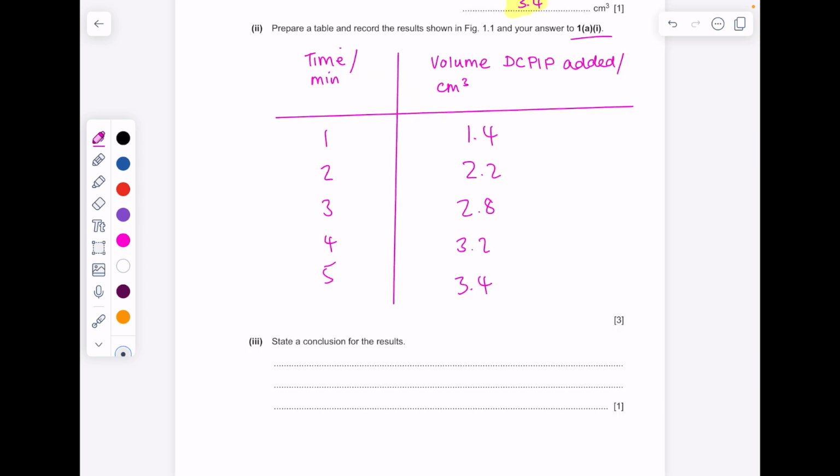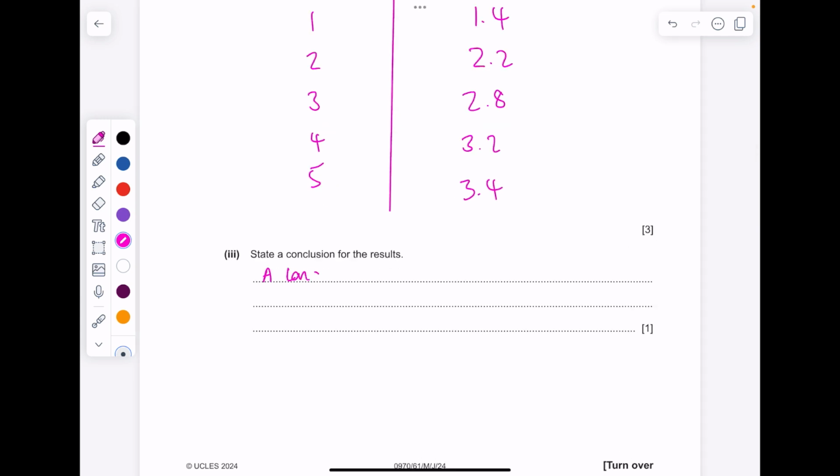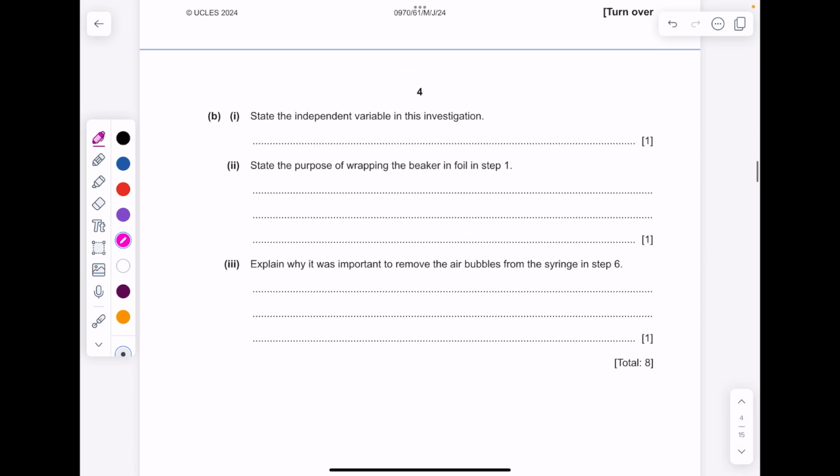State a conclusion for the results. Well, you can see here that the longer the cooking time, the greater the volume of DC-PIP added, and therefore the greater the concentration of vitamin C, which must have diffused out of the sample. State the independent variable in this investigation. You must make sure you've got your variables sorted. The independent one is the one that you change, which we know is the cooking time.